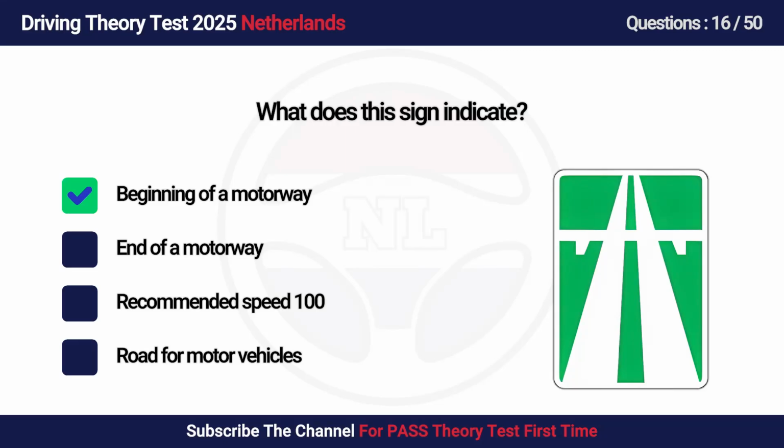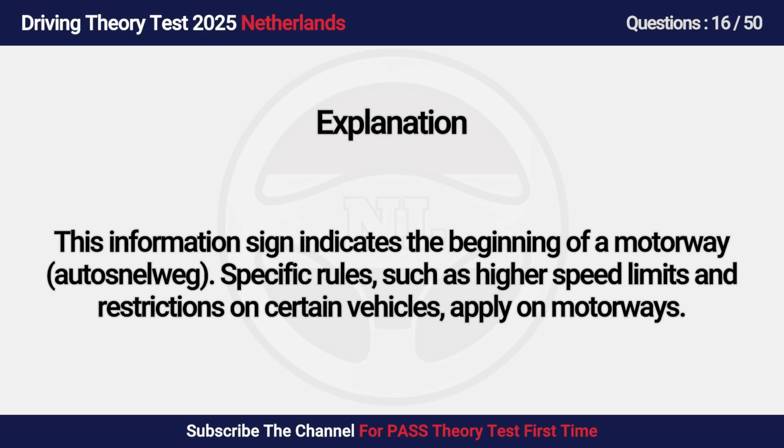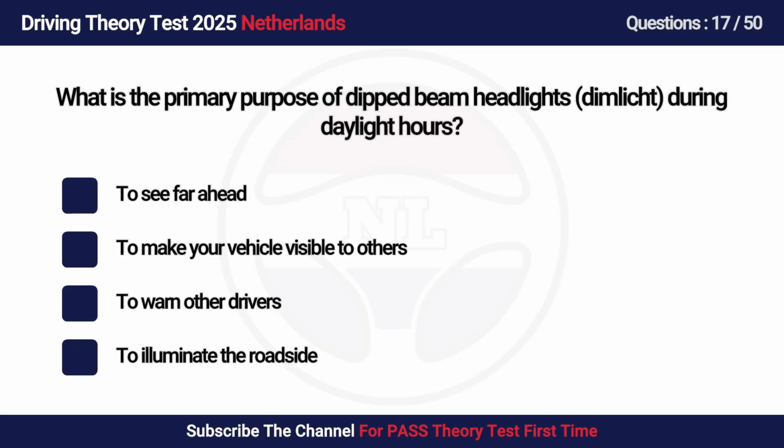Answer is A. Beginning of a motorway. This information sign indicates the beginning of a motorway. Specific rules, such as higher speed limits and restrictions on certain vehicles, apply on motorways. Question 17. What is the primary purpose of dipped beam headlights during daylight hours?